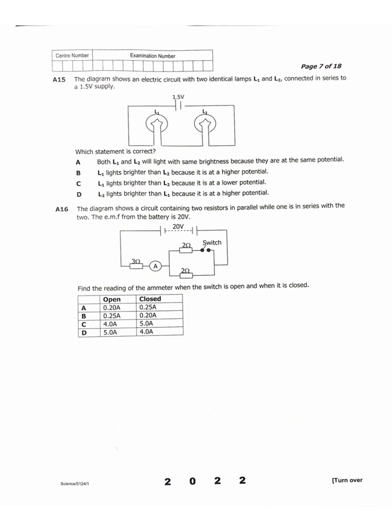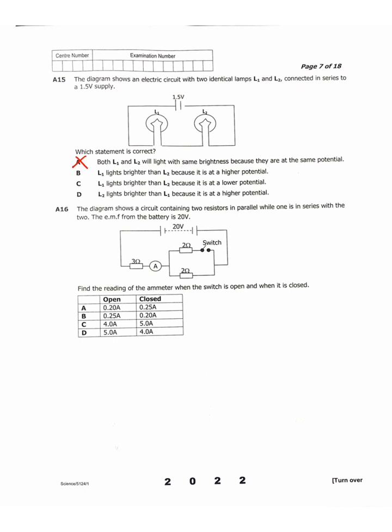So now which statement is correct? Both L1 and L2 will light with the same brightness because they are at the same potential. Yes, so that is the answer we are expecting. They are going to light with the same brightness. They are using the same potential from the 1.5 V.